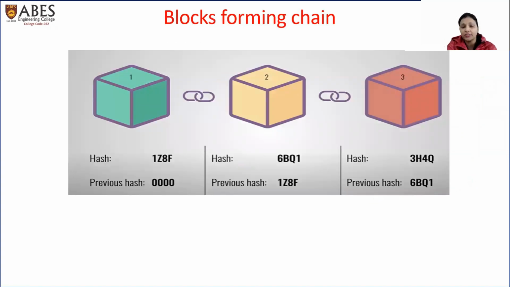When these different blocks link with each other, they are linked using the cryptographic hash functions. For example, in this diagram, the hash of the first block is 1Z8F, and as this block is the first block, there is no previous hash, so its value is 0000. The second block has its own unique hash, which is 6BQ1, and it also contains the value of the previous hash, which is 1Z8F, the hash of block 1. Similarly, the third block has its own hash, which is 3H4Q, and the previous hash value, which is 6BQ1.